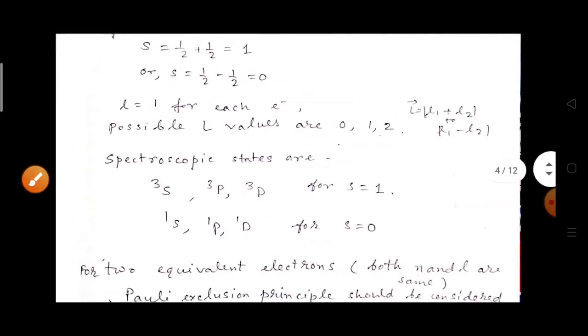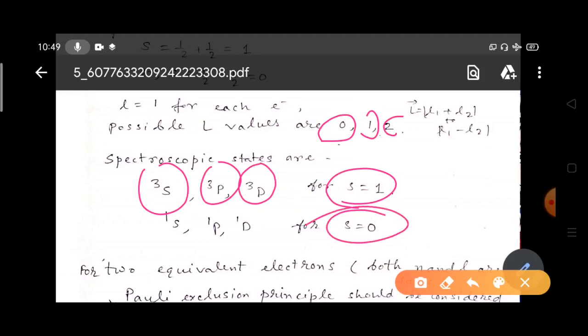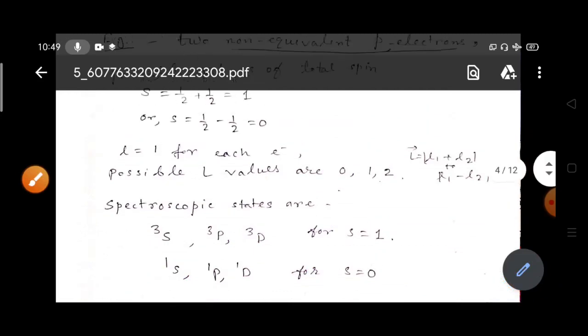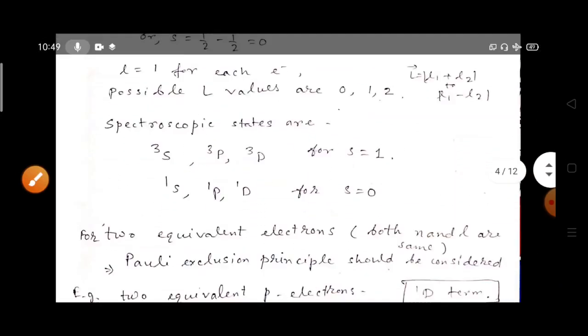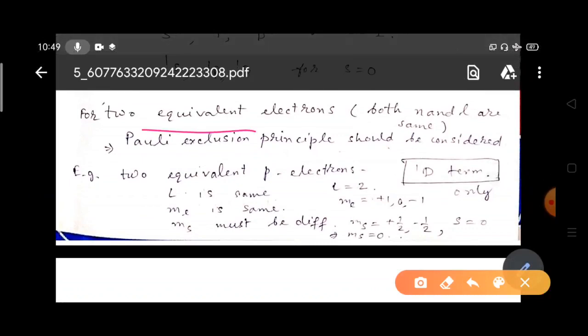Now the spectroscopic notations are, for S equals 1 we get 3S, 3P, 3D for L values 0, 1, 2, and for S equals 0 we get 1S, 1P, 1D for L values 0, 1, 2. These are the cases for the non-equivalent p electrons.